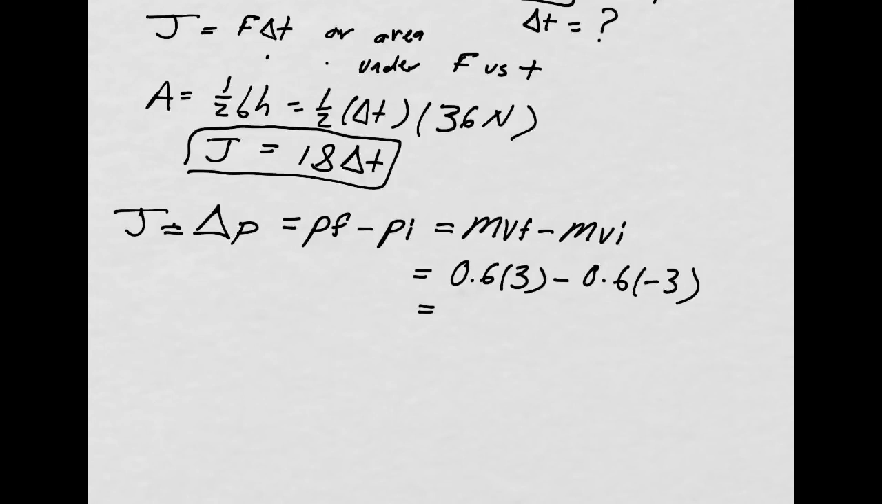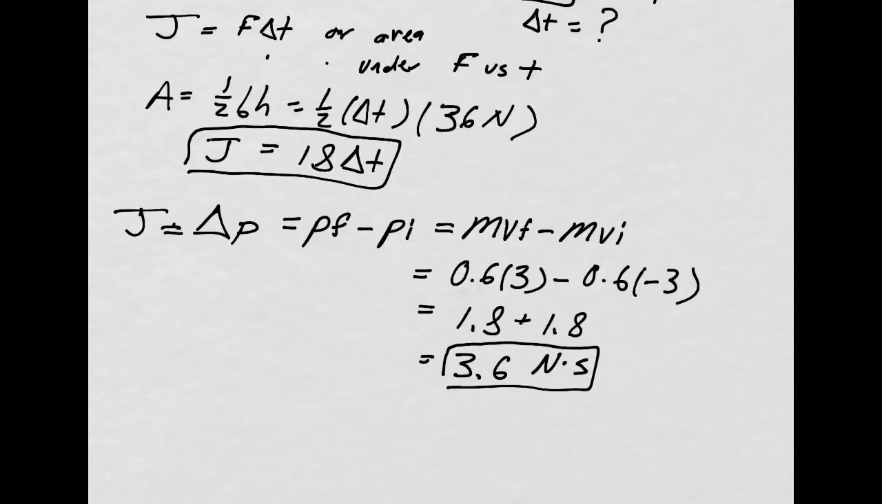So this is 0.6 times 3, 1.8 plus negative times a negative is positive, 1.8, which is equal to 3.6 newtons times seconds. So we used our two equations.